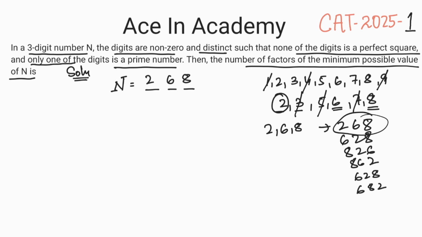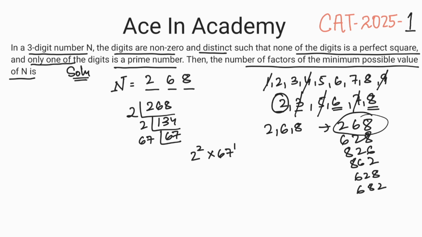So what are the number of factors of this 268? So I'll prime factorize the number. So let's go step by step. It is divisible by 2 and I'll get 134. 134 is again divisible by 2. So I will get 67. Now 67 is a prime number. So I'll divide it by 67. So my number 268 when prime factorized is 2 squared into 67 raised to power 1.